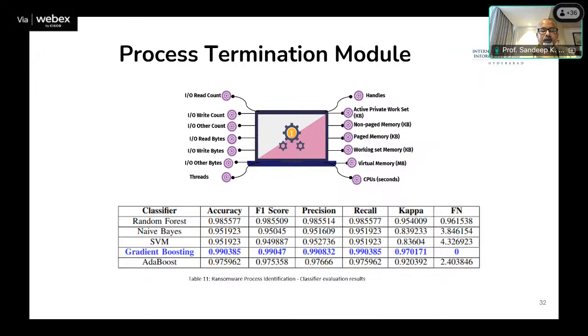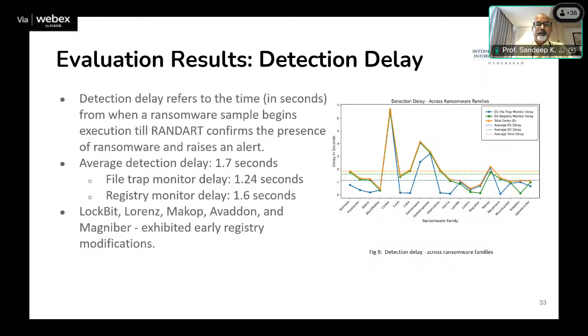And here we got pretty good accuracy: 99% accuracy, with precision at 99%, recall at 99%, and so on. So this was quite good. Now the detection delay: we measured for various families what the detection delay is when I apply RANDART. We found that the average detection delay came out to be 1.7 seconds. Now you see that for a couple of families, the detection delay was rather high.